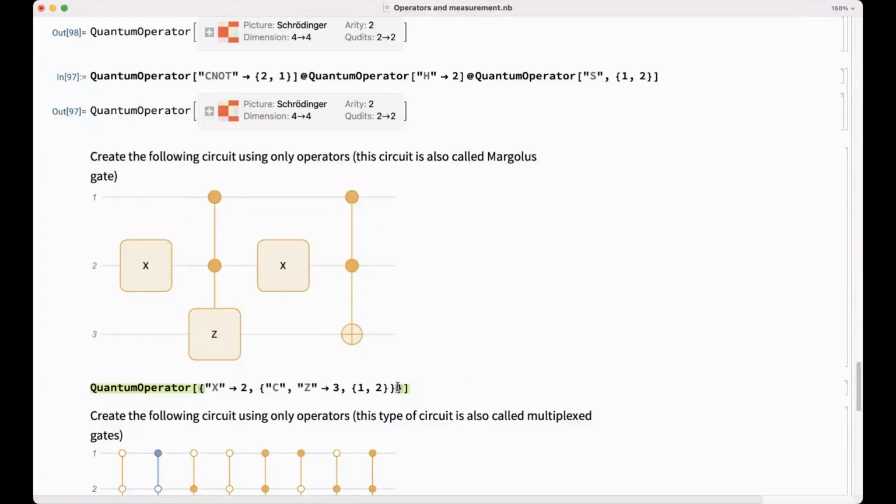And then we have X on the second one, and then there we have our Toffoli. I know it's Toffoli, but let's write it explicitly, NOT on the second one and 2. So this is basically the operator composition of that circuit.